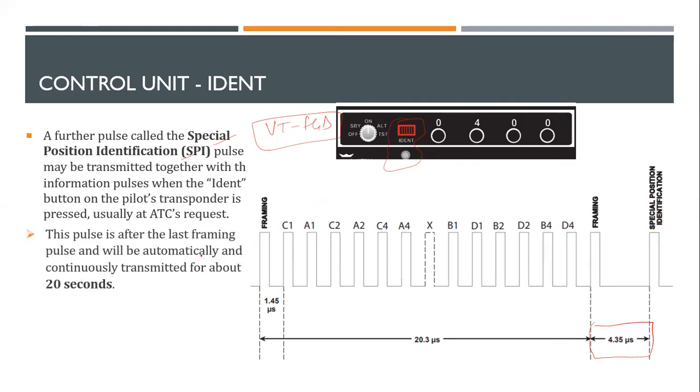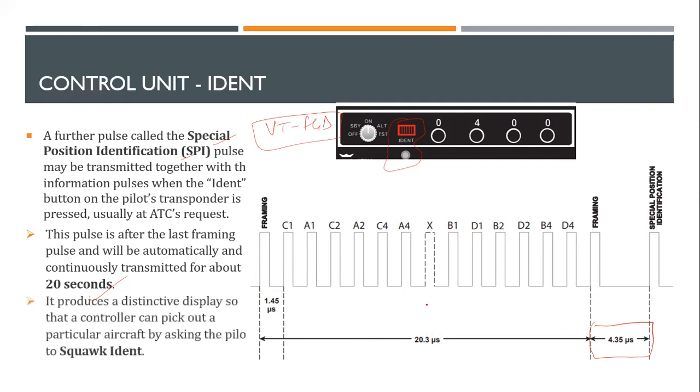The pulse is after the last framing pulse and will be automatically and continuously transmitted for 20 seconds. So for 20 seconds, this gap period will be repeated, and ident will be shown, and that is how this works. It produces a distinct display that a controller can pick by asking the pilot to squawk ident. You will be familiar with this word once you start flying. Squawk basically means press or show.